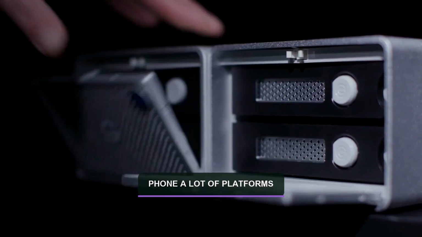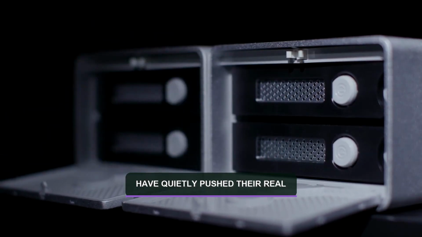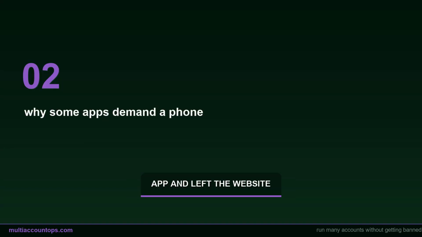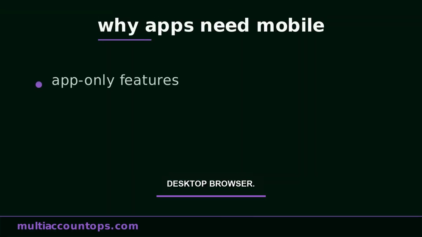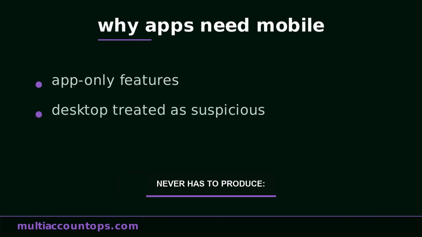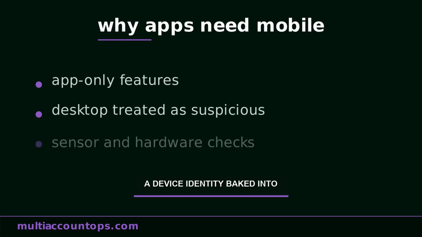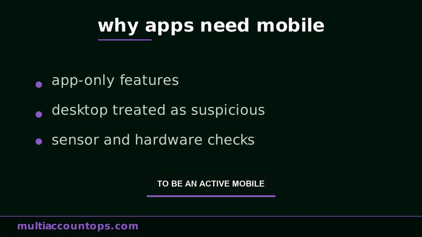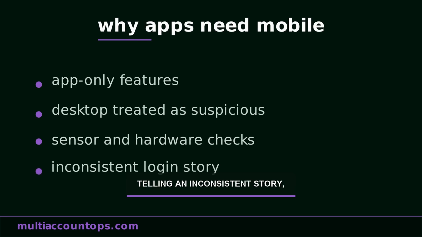Why some apps demand a phone? A lot of platforms have quietly pushed their real functionality into the mobile app and left the website as a thin shell. Some features only exist in the app, some actions can only be taken there, and some apps refuse to behave properly or at all in a desktop browser. On top of that, these apps read a pile of phone-shaped signals the browser never has to produce: sensor data, an app environment, a device identity baked into the hardware. An account that is supposed to be an active mobile user but only ever appears through a desktop browser is telling an inconsistent story, and the app notices.